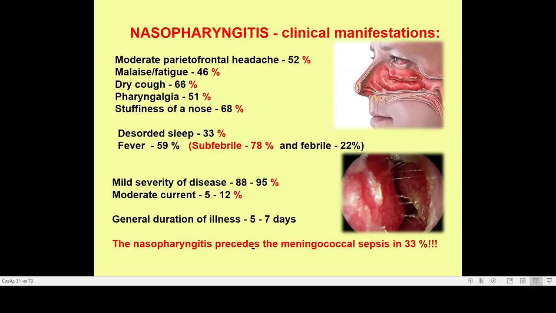Clinical manifestation of less severe nasopharyngitis: practically nothing interesting, same as with flu. Moderate headache, fatigue, dry cough, some pain in the throat, and mostly subfebrile temperature. Mild degree of severity in these cases is 95%. Moderate severity with body temperature more than 38 degrees Celsius belongs to around 5% of patients. So very rarely does nasopharyngitis demonstrate aggressive characteristics at this stage. General duration is around 1 week.